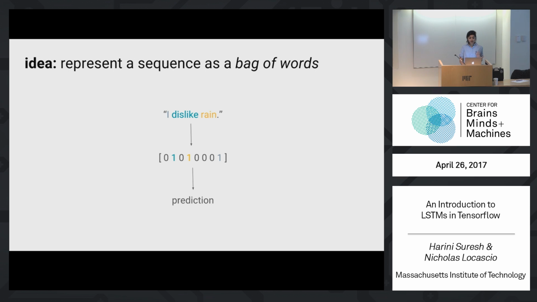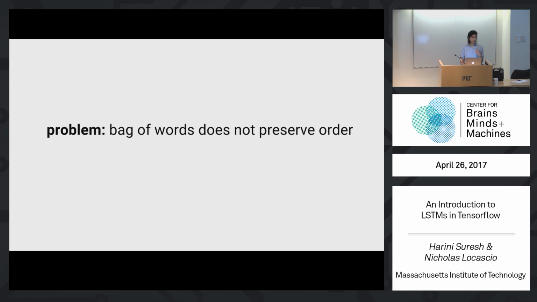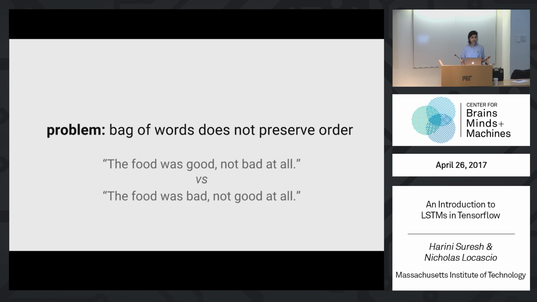A problem you might notice is that the bag of words representation doesn't preserve any order in the sequence. For example, these two sentences, "the food was good, not bad at all" and "the food was bad, not good at all," have the exact same set of words, so they'll have the exact same bag of words representation. However, they mean completely opposite things.